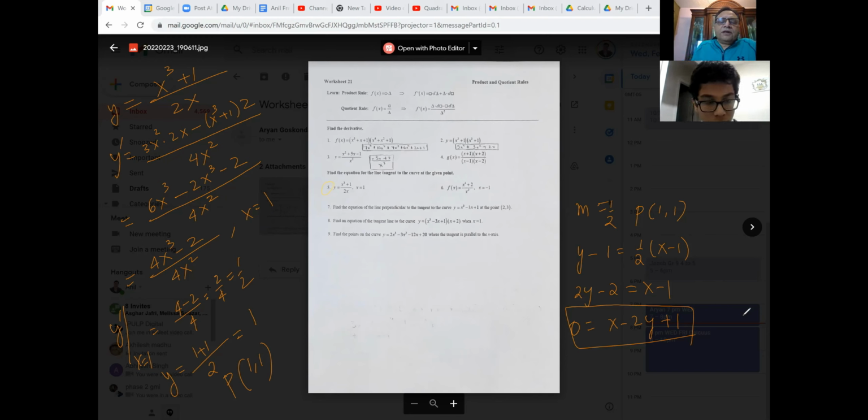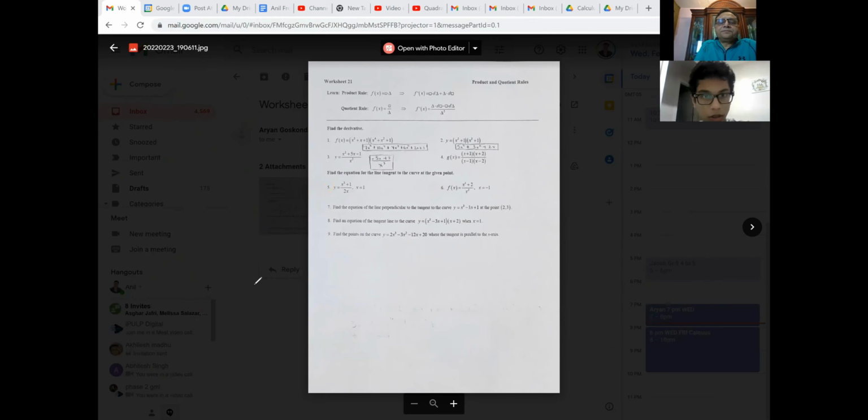Okay, now we can skip the others. Let me take the last question, which is question number 9. Can you please read question number 9? Find the points on the curve y is equal to 2x cubed minus 3x squared minus 12x plus 20, where the tangent is parallel to the x-axis. Parallel to the x-axis means horizontal, means the derivative is 0, right?